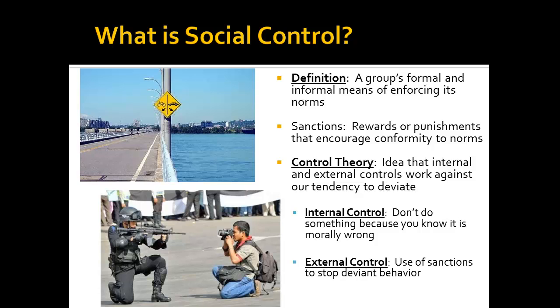Internal controls mean that you don't do something because you know it's morally wrong. So I don't kill someone because I know that it's morally wrong to kill somebody. Something inside me is saying, hey, don't do this, and it's stopping me from being deviant.